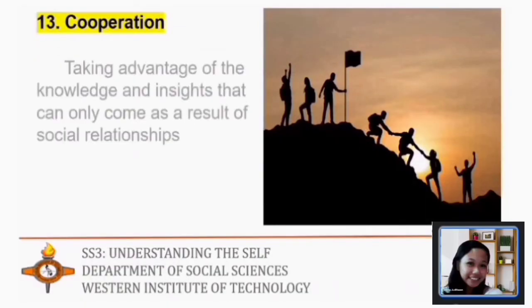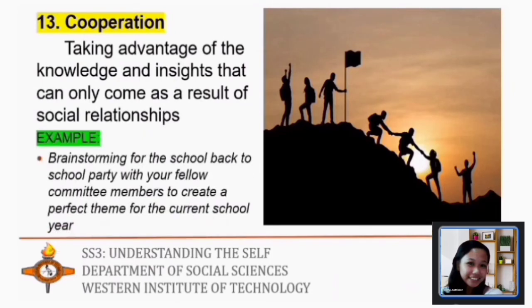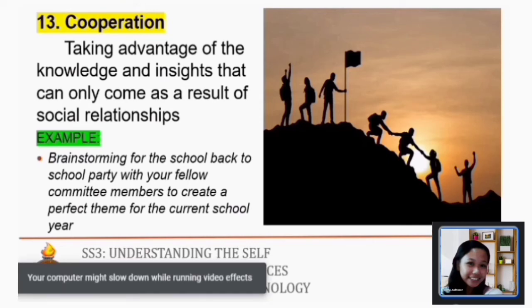Cooperation. Taking advantage of the knowledge and insights that can only come as a result of social relationships. Example, brainstorming for the back-to-school party with your fellow committee members to create a perfect theme for the current school year.